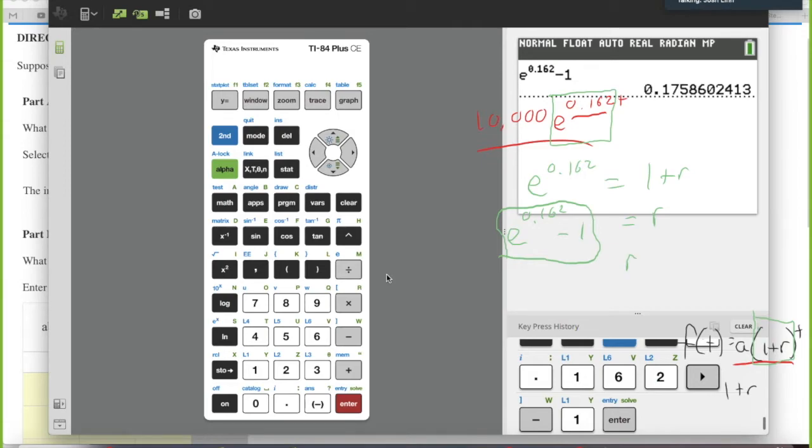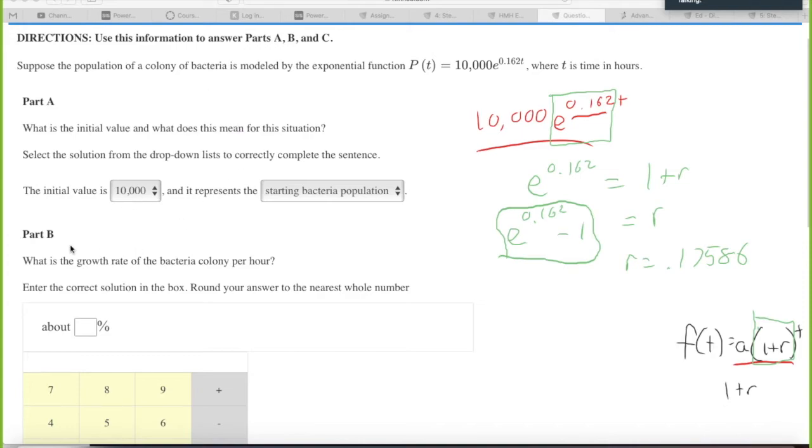So r equals 0.17586. They told us to round it, but I don't remember what they told us to round it to, so probably the nearest tenth or something. Enter the correct solution in the box, round your answer to the nearest whole number, but note they have a percent. So this number is not the number they want. They're going to want 18%. So we're going to write 18%.